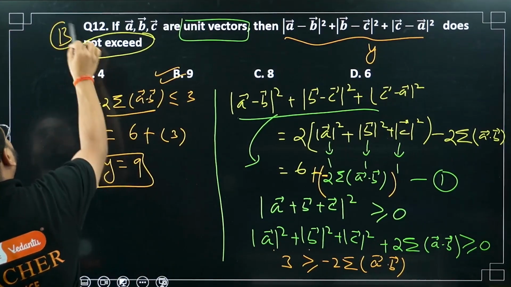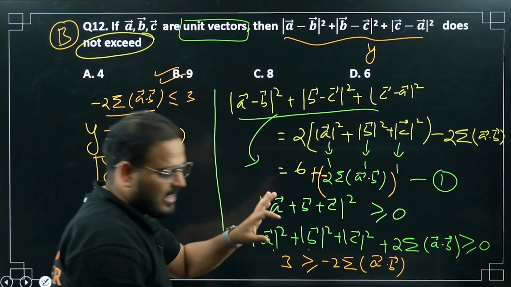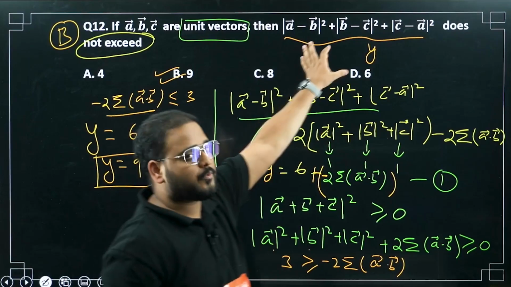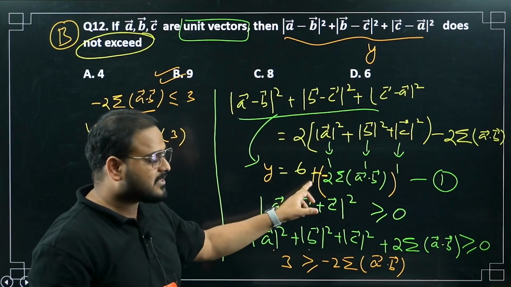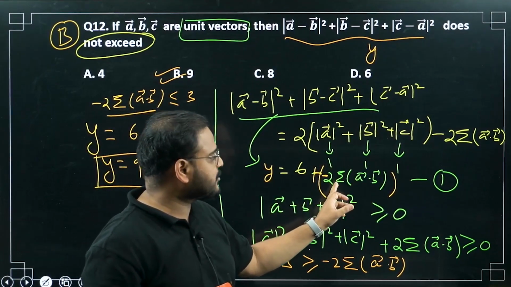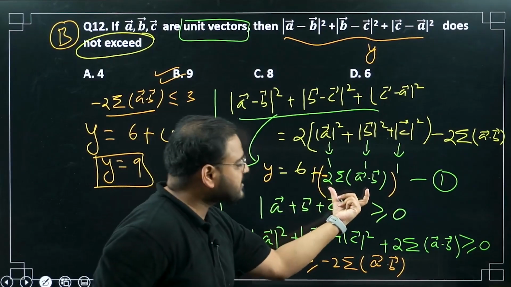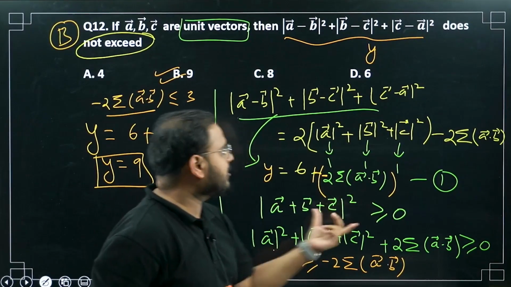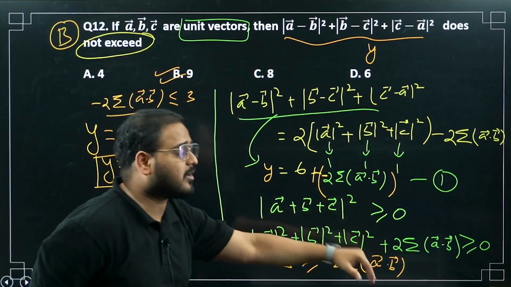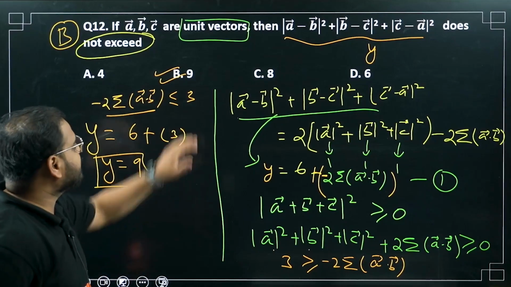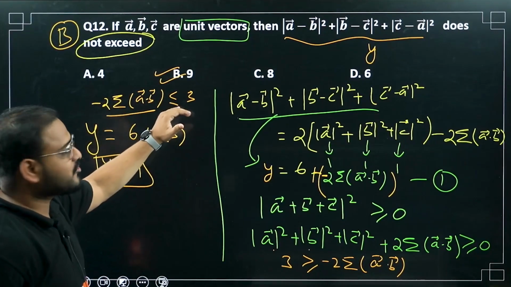I'll repeat my steps, don't worry. Clarification: what is this? I've taken this whole thing to be y. This y is coming as 6 plus minus 2 times summation of A dot B. What is written over here has a maximum limit of 3. Either 3 or less, right? This whole thing is either 3 or less.